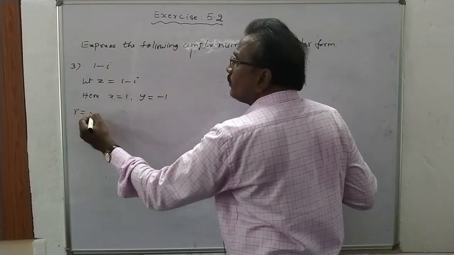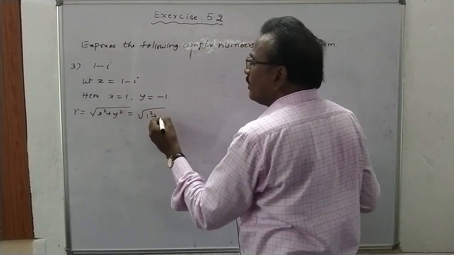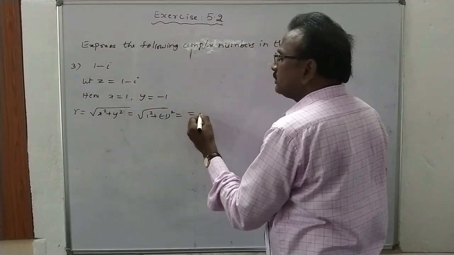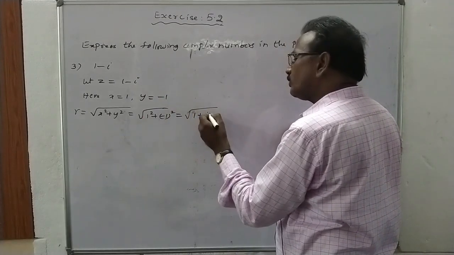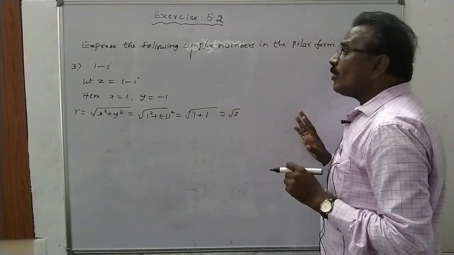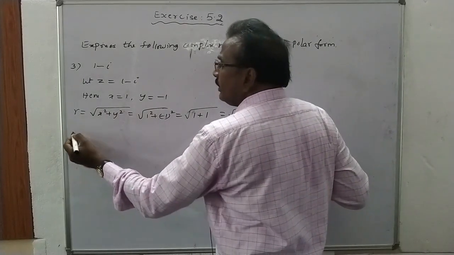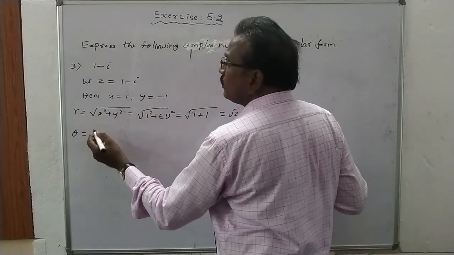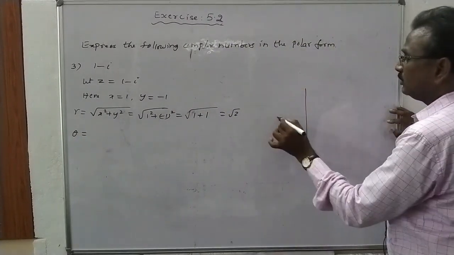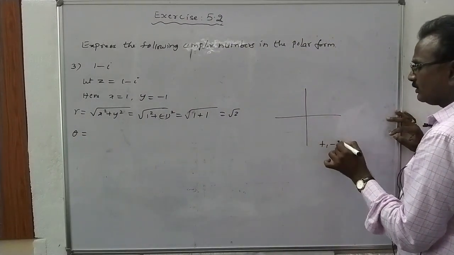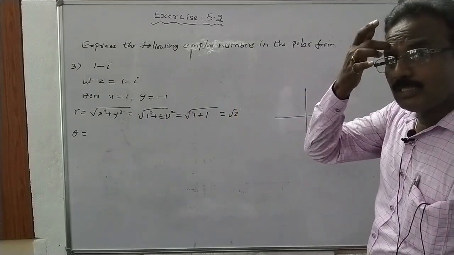So what is R value? Square root of x square plus y square, that is square root of 1 square plus minus 1 whole square, that is square root of 1 plus 1, that is root 2. So modulus R value is equal to root 2, that is modulus of z is root 2. And theta value, the amplitude: here x is positive, y is negative. Which quadrant? Fourth quadrant. The complex number lies in the fourth quadrant.